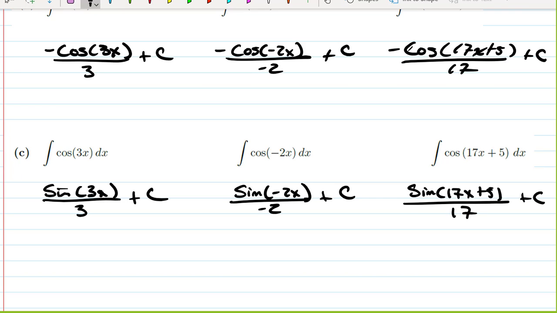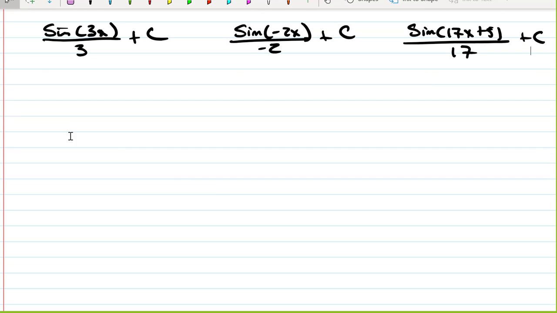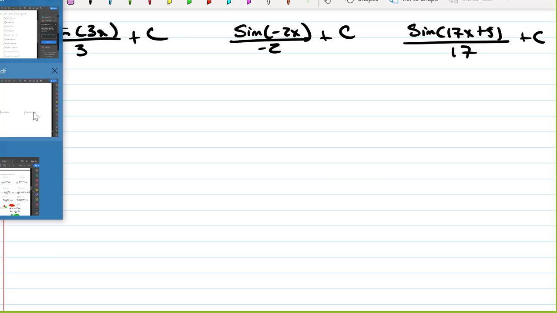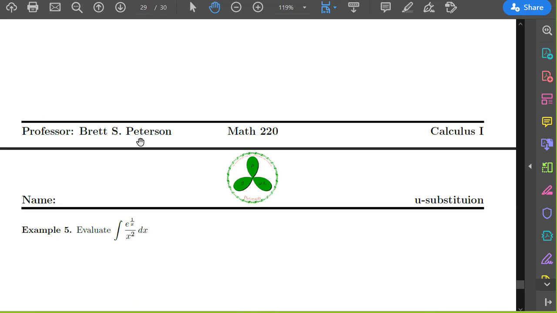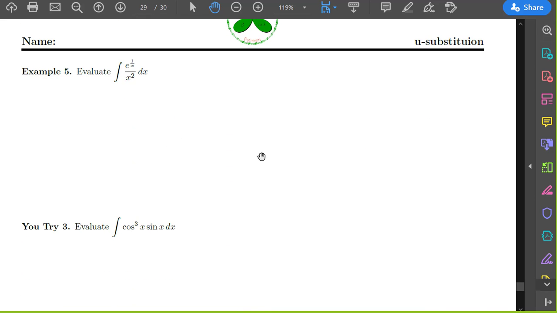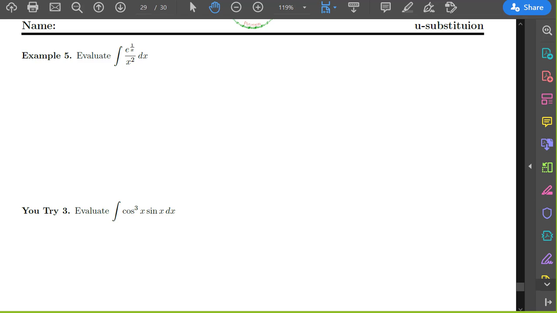So we can do the u-substitution each time, but in this case, it will make our life a little bit simpler if we observe that pattern. So that pattern's also going to come up a lot in Calc 2. It'll save us a lot of time in doing certain integrals. All right, let's move on to our next example.